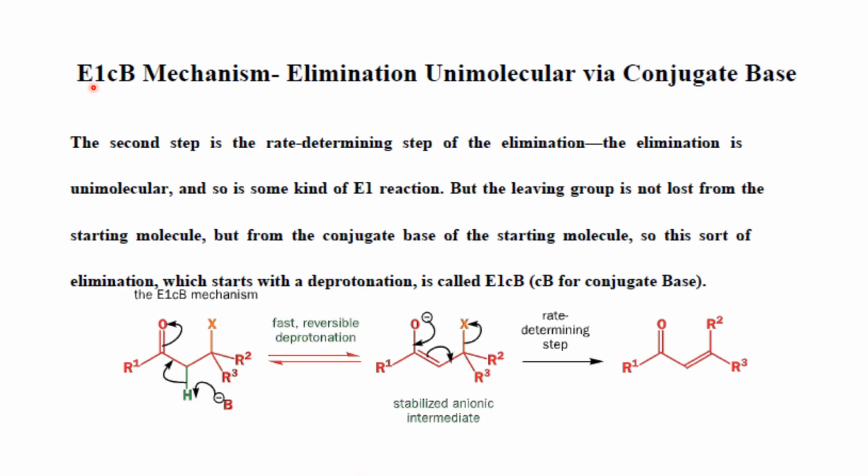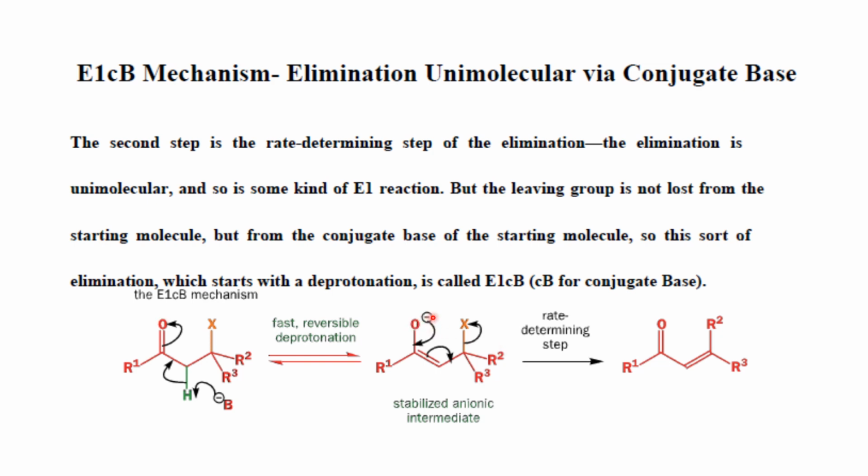Now coming to the third mechanism, which is known as the E1CB mechanism. This is known as elimination unimolecular via conjugate base. We have already gone through the E1CB mechanism and its general representation. As I've already mentioned, E1CB is possible only when you have an anion stabilizing group like a carbonyl group, nitro group, cyano group, etc. Because in this case, initially the deprotonation will take place and the anion that is formed can be stabilized by resonance with the anion stabilizing group like this. So this can be delocalized towards oxygen.